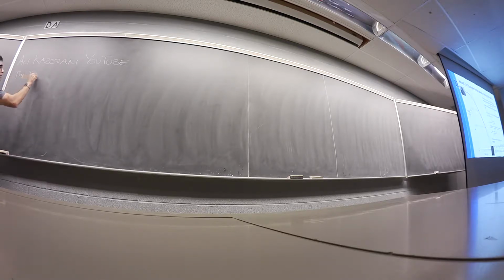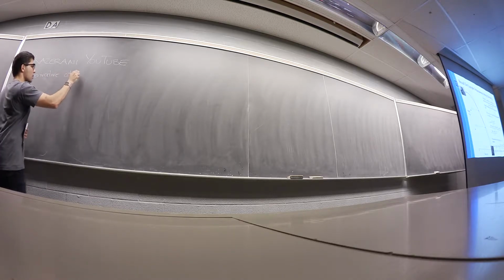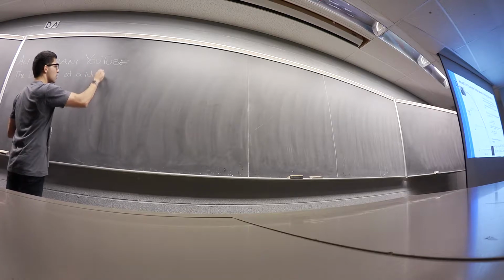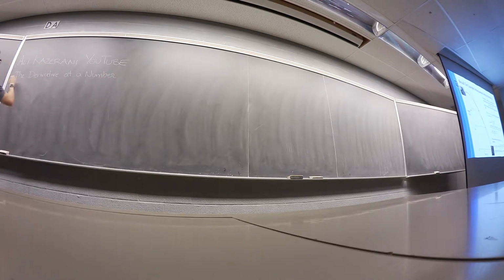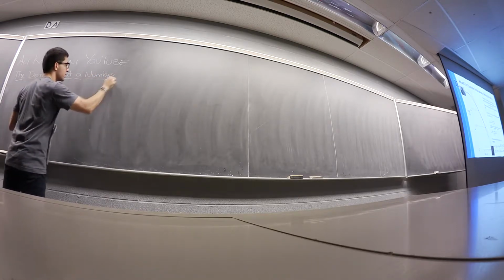The derivative at a number. I'm going to say number. If you change that to point, that's perfectly fine. Okay, so this is the general version of what we did last time, right? So we talked about instantaneous velocity last time. Let's just talk about instantaneous rates of change in general.